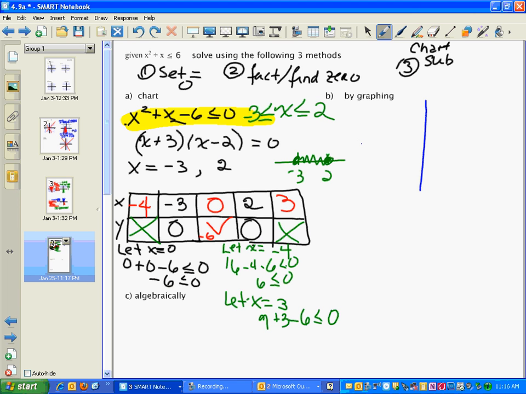Graphing method. What are our zeros? Negative 3, solid. 2, solid. I'd put open intervals here if this was just less than or greater than, okay? In our mind, is this a parabola? I know it's not set equal to y, but let's say we did, because we know that this is a quadratic. Would this be a parabola that would open up or down through those?